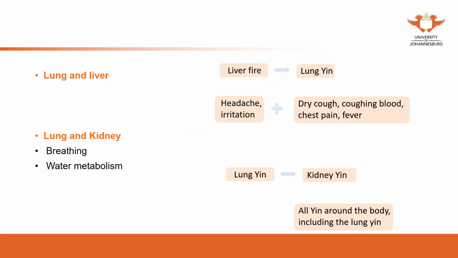The next is the lung and the liver. The lung and the liver are mainly related to the qi flow, and also the flow of qi and the movement of qi and blood.